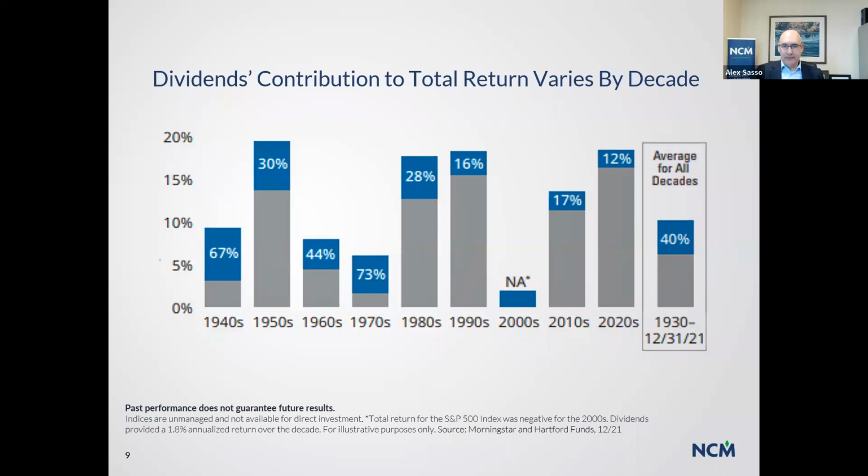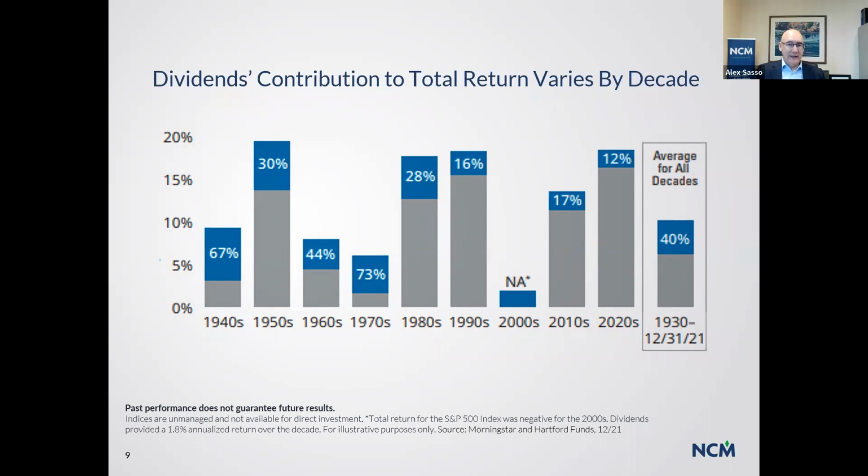Note that this is US data, but the point I want to make here is that depending on the decade, dividends can be a meaningful part of your total return. On average, as you can see in the far right column, dividends make up up to 40% of the S&P 500's return. During inflationary decades, like the 60s, 70s and 80s, they made up, on average, almost half of your return. This is obviously a big advantage over a non-dividend focused portfolio.